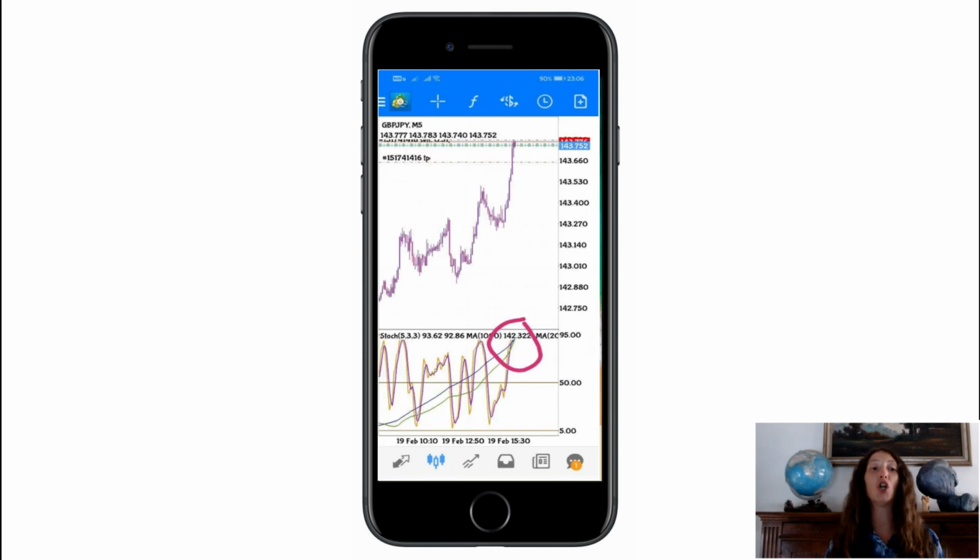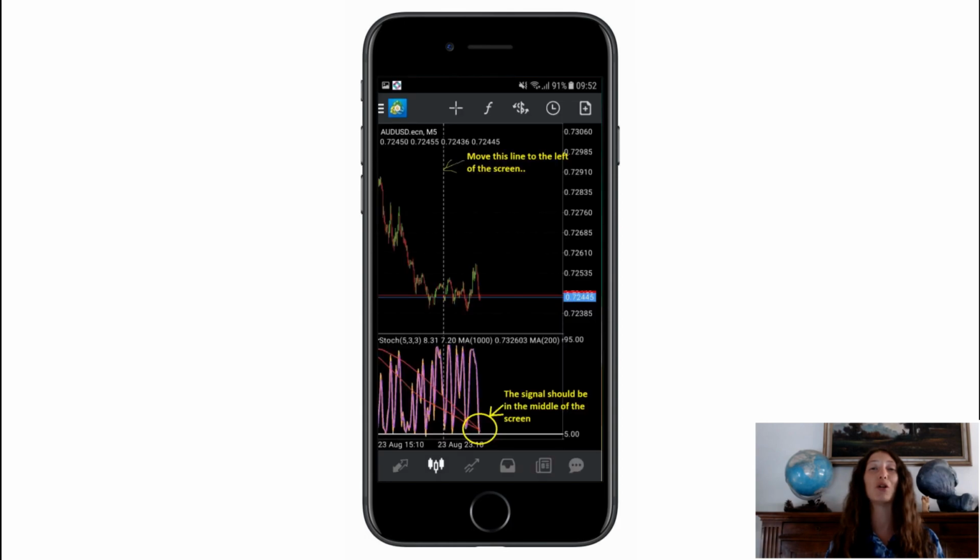Tips. Do not enter if the stochastic has moved to level 50. Find another trade setup. It is very important to move the chart to the center of the smartphone screen so as to get a correct signal. To enable this, set the horizontal view option to the left of the screen as below in the screenshot.